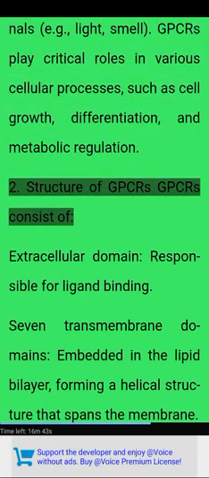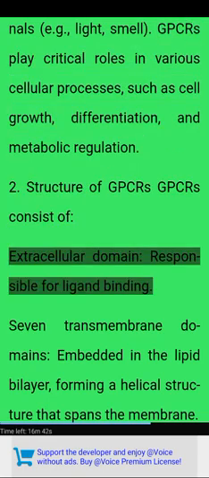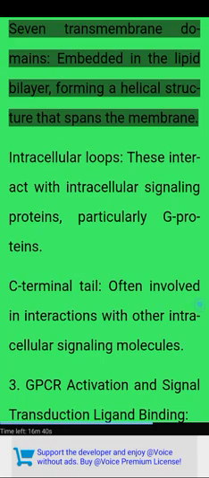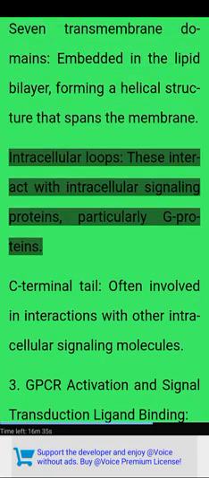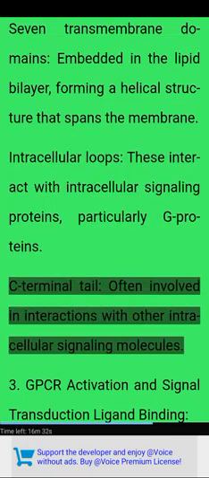2. Structure of GPCRs. GPCRs consist of extracellular domain, responsible for ligand binding. 7 transmembrane domains, embedded in the lipid bilayer, forming a helical structure that spans the membrane. Intracellular loops. These interact with intracellular signaling proteins, particularly G proteins. C-terminal tail, often involved in interactions with other intracellular signaling molecules.